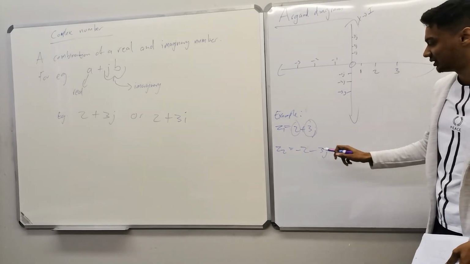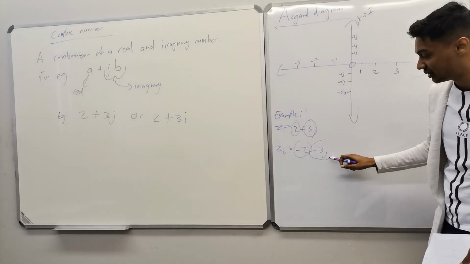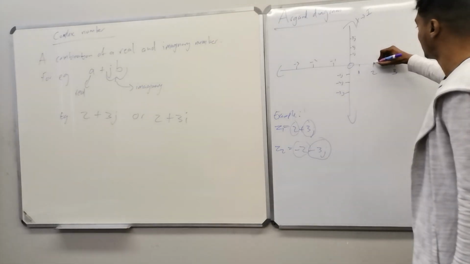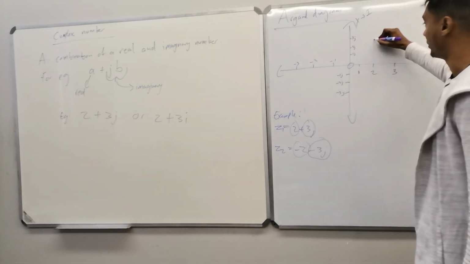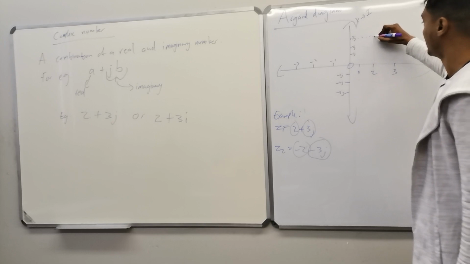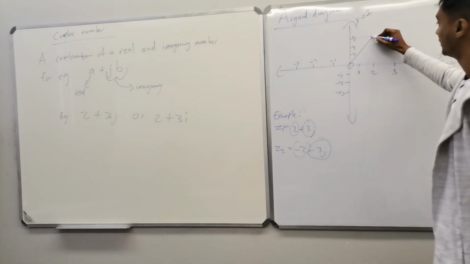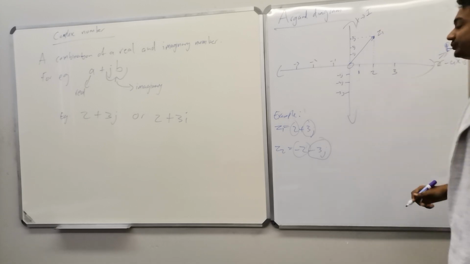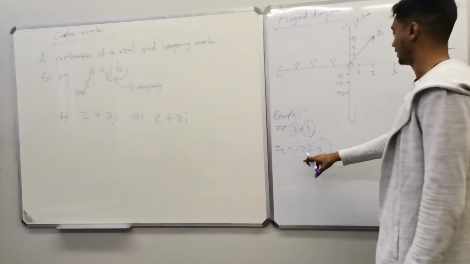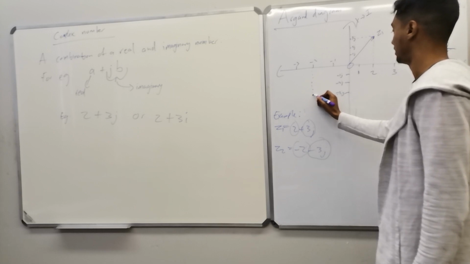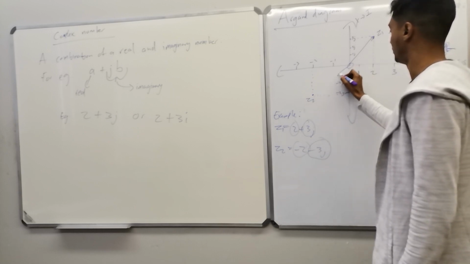Yes, these are our coordinates. You take the sign with the coordinates. Very important. Take the sign with the coordinates. So if you're plotting this Z1, we got 2 and we got 3j. That's our coordinate. That is Z1. Here we got negative 2 and we got negative 3j. That is our Z2.